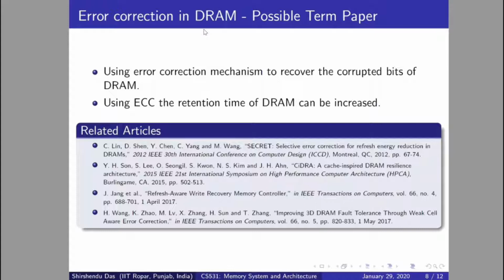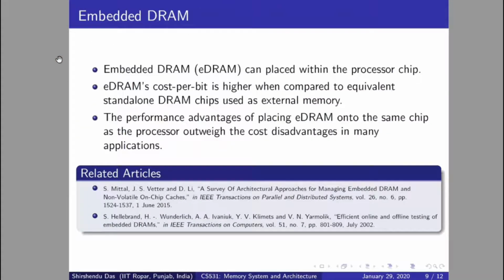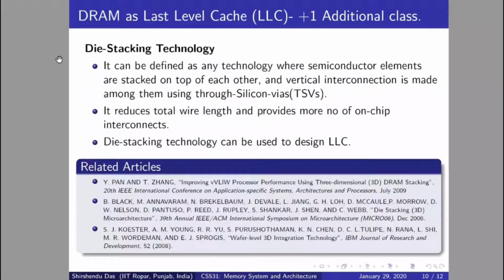The next topic that we will discuss is embedded DRAM. There will be at least one or two lectures on embedded DRAM. Today I'll only explain that embedded DRAM is also called EDRAM, and it is mainly used to design the last level cache of modern multi-core processors. Since there will be a separate class on embedded DRAM, I'm not explaining it now. DRAM as last level cache is also a part of EDRAM, and when I explain EDRAM, I'll also explain this.